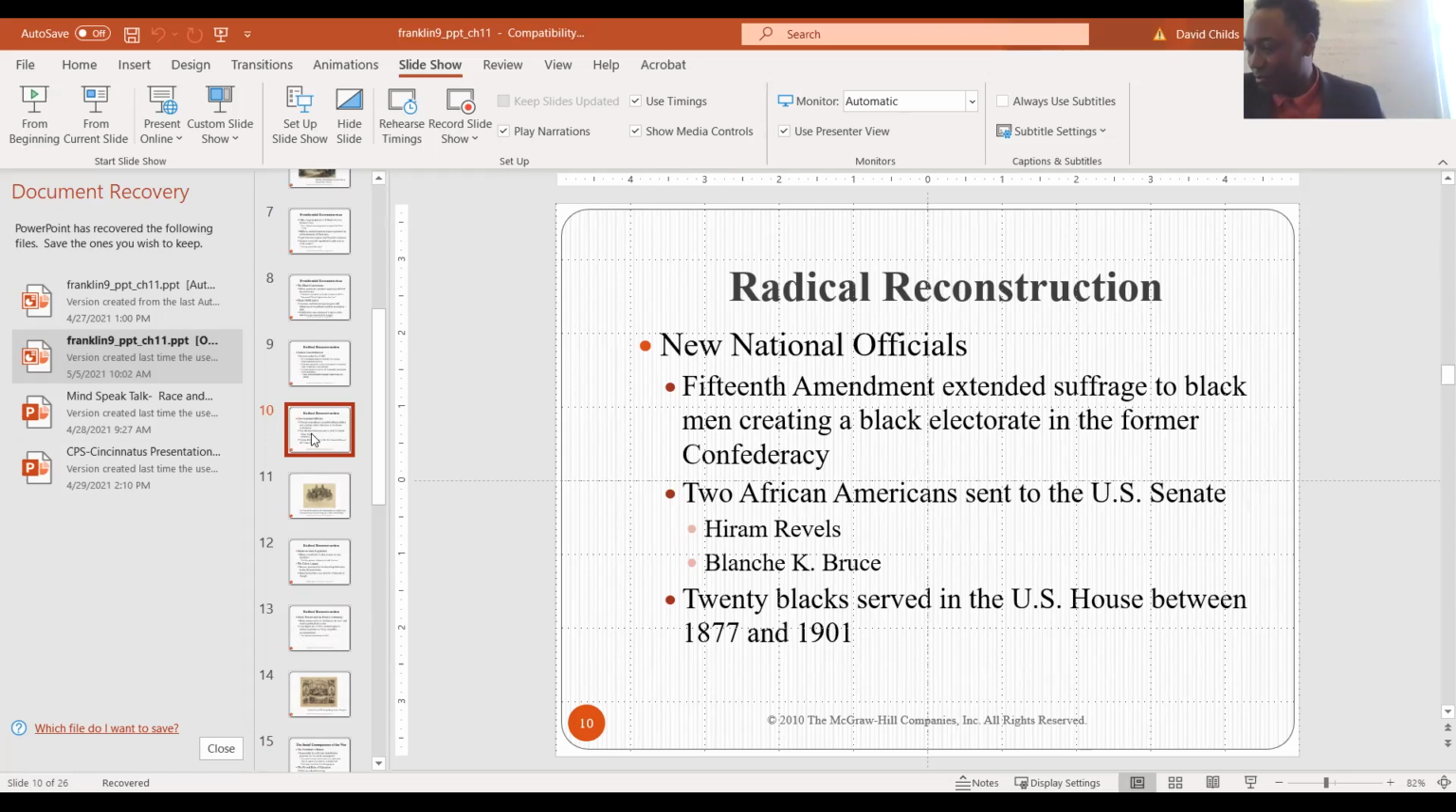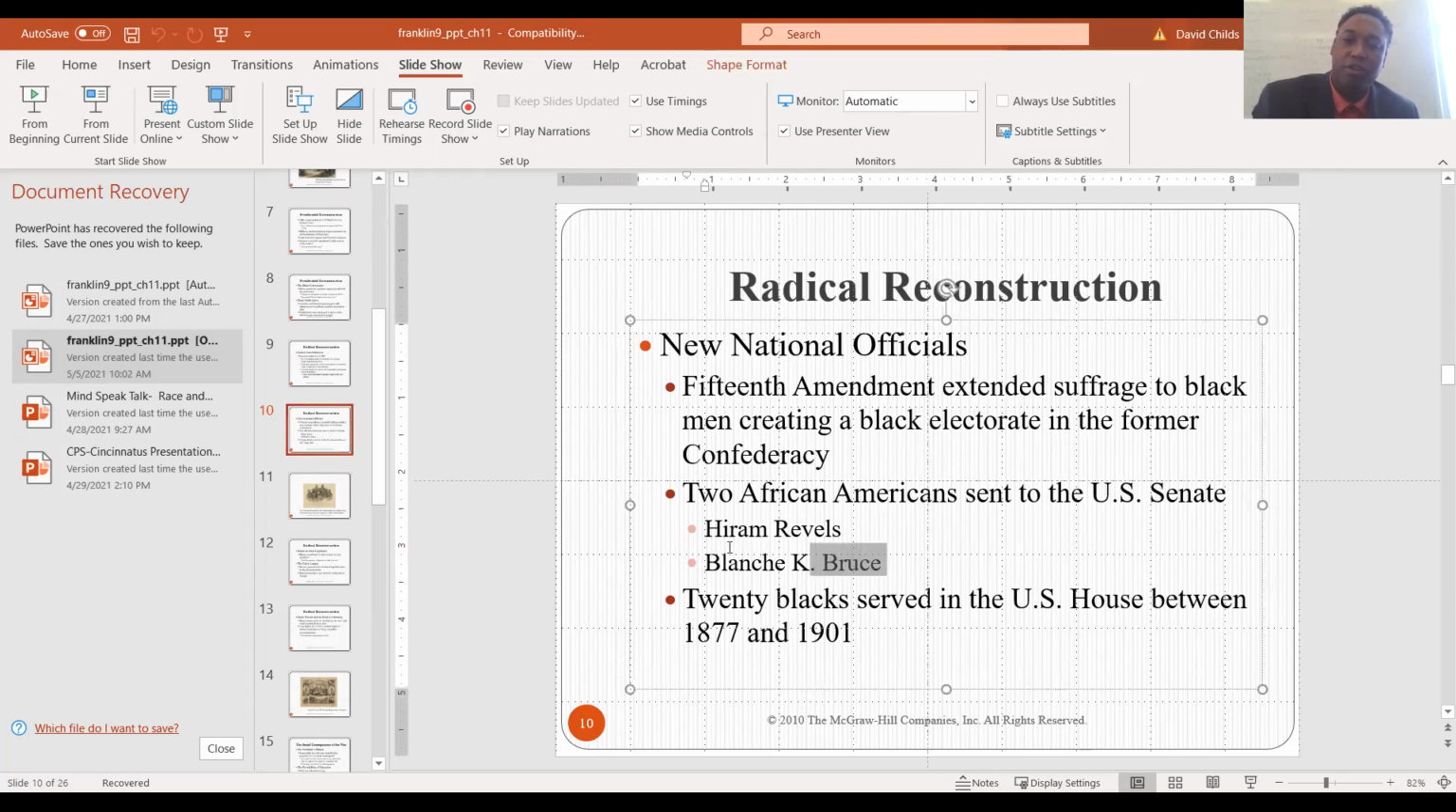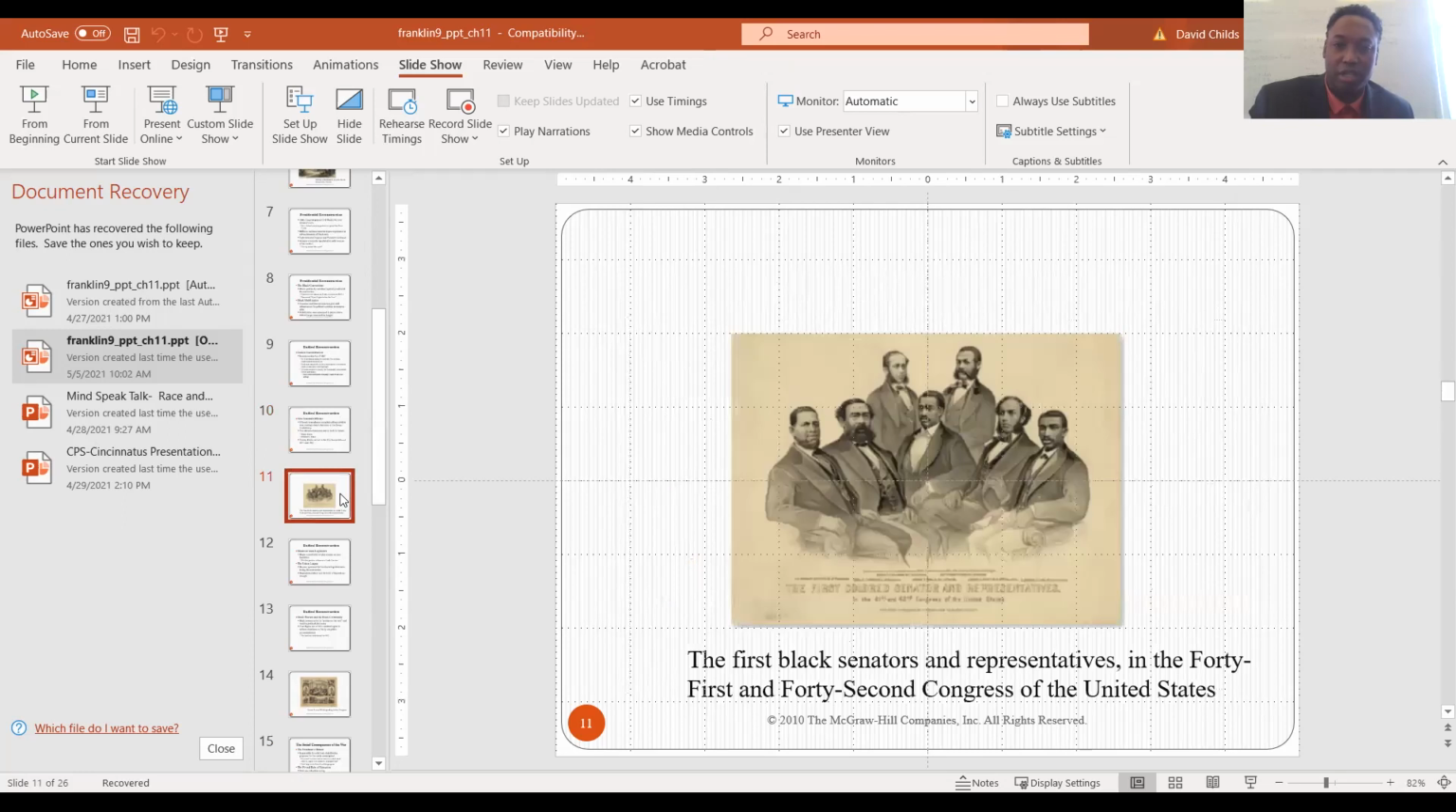You'll have this. Two African Americans sent to the U.S. Senate. So this was really a wonderful time for African Americans, but it wouldn't last. Twenty Blacks served in the U.S. House between 1877 and 1901. A lot of people were resentful of that, of course. These were the first Black senators and representatives in the 41st and 42nd Congress of the United States.